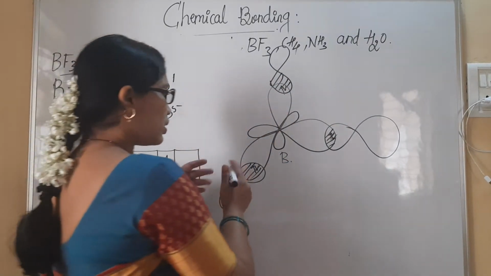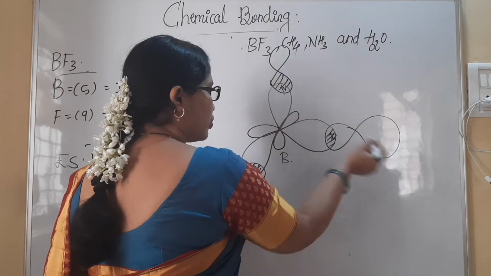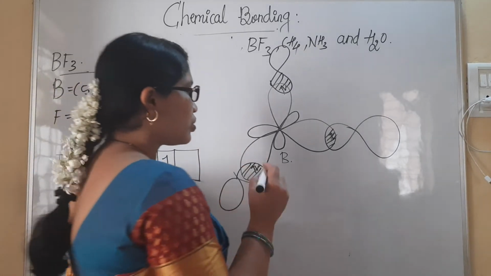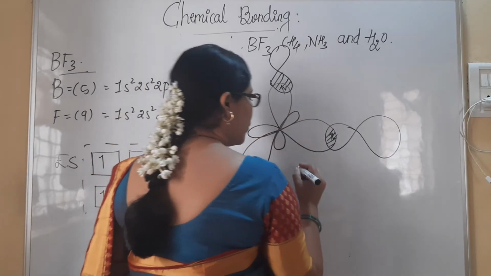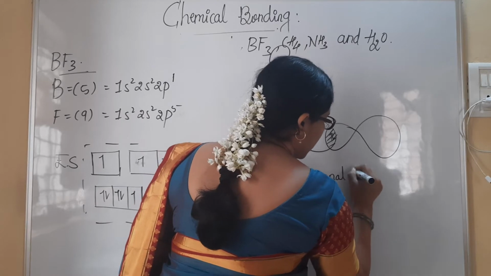Can you see, if you put a straight line from here to here, it seems to be a triangle. It is like a triangle. So the shape, if you consider, is trigonal planar.